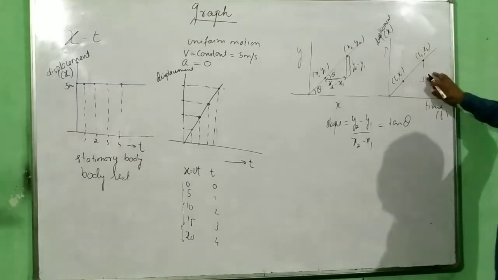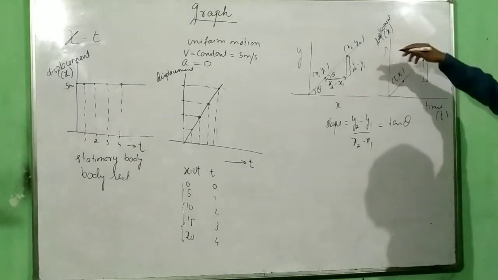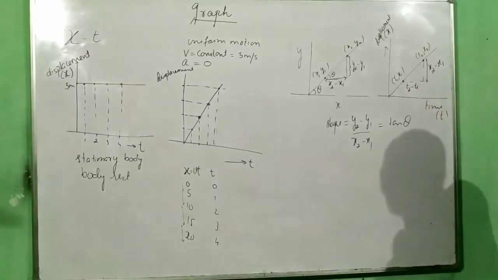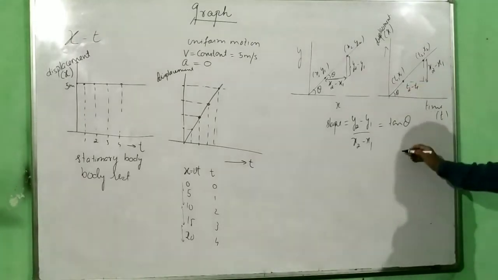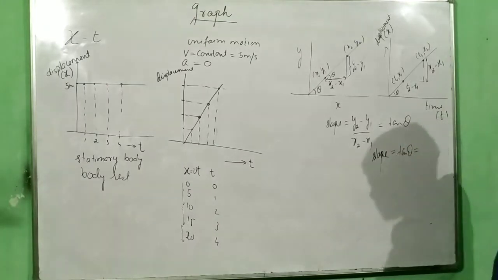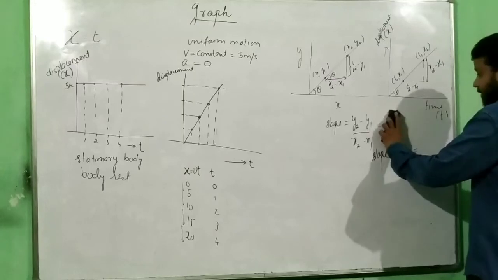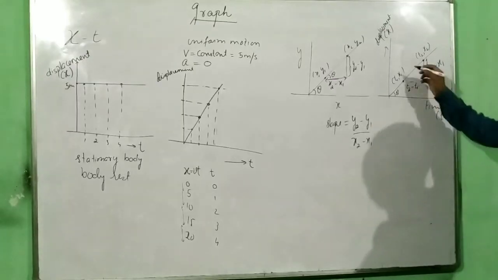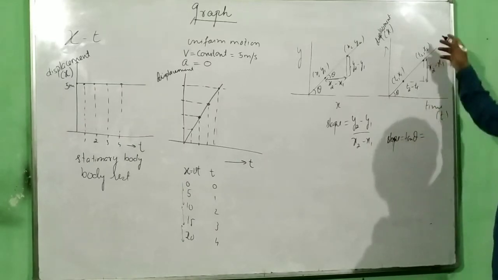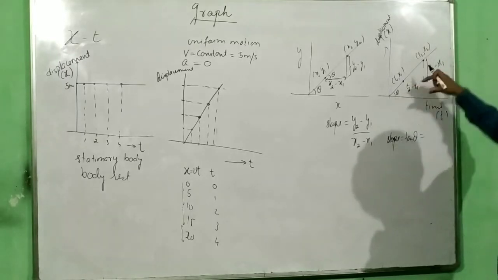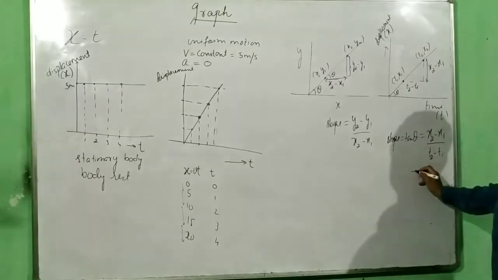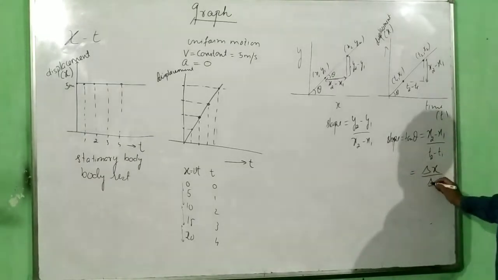So if I have to now find, this will be your x2 minus x1, and this will be your t2 minus t1. So in this case, if I have to find the value of tan theta, that means the slope, I will use the formula of perpendicular divided by base. Now my perpendicular is x2 minus x1, that is the displacement, divided by t2 minus t1, and that's nothing but change in position divided by time taken.